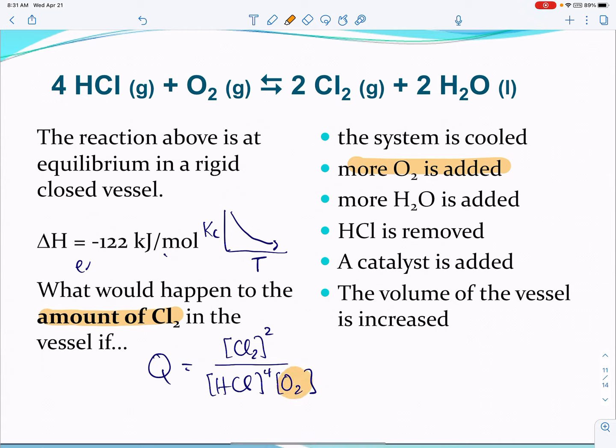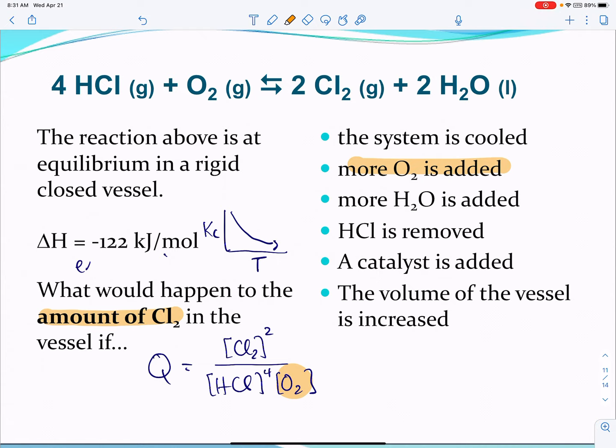Oxygen is in the denominator of Q. So the first thing in my answer would be that I've increased the concentration of oxygen. Then I would say this will cause Q to decrease because oxygen's in the denominator. If you have a larger concentration of oxygen, you're dividing by a larger number, Q will get smaller, right? So Q will decrease.